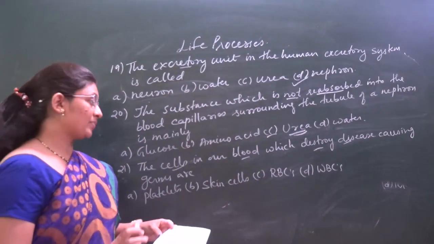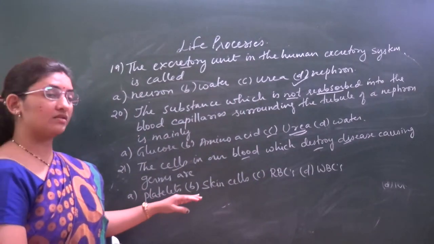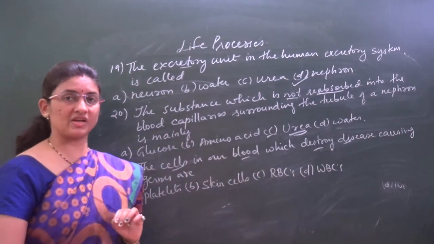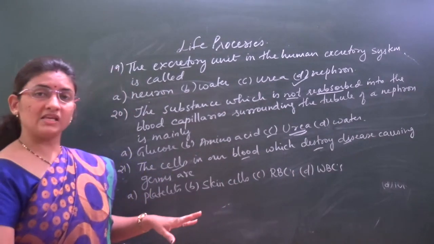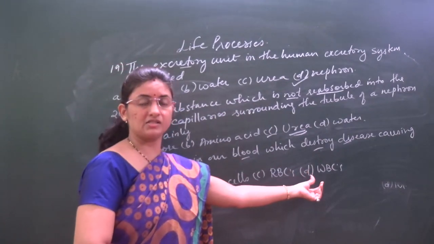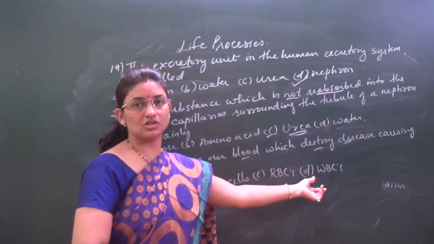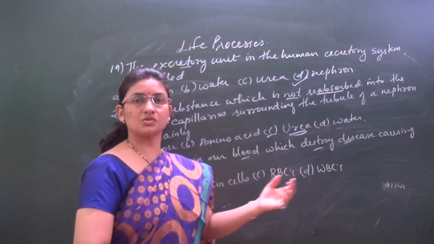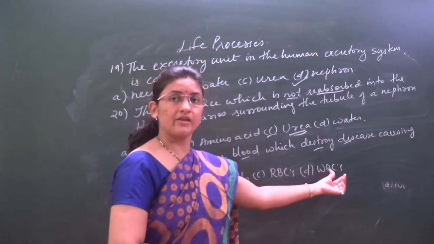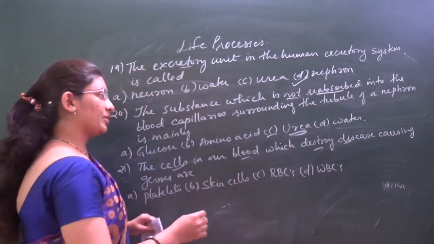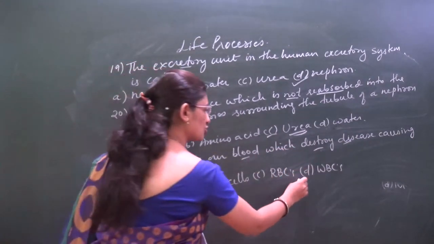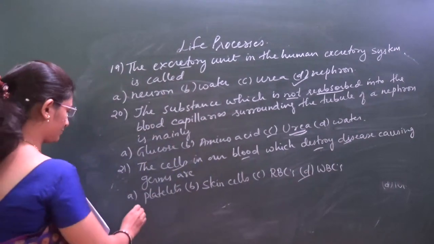So, in our body, into the blood, the presence of red blood cells, white blood cells, platelets and the plasma is present. Among these components of the blood, it is the white blood cells which are known to be the soldiers of the body. What do soldiers do? They protect, isn't it? So these white blood cells protect us from the disease causing germs. So your answer should be white blood cells.